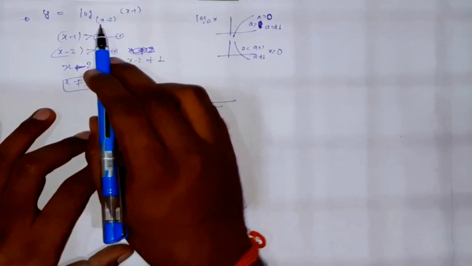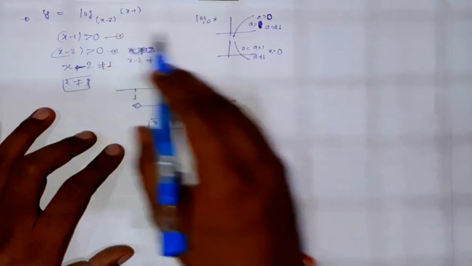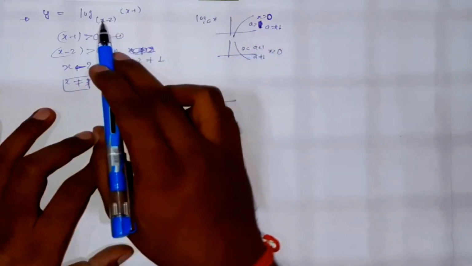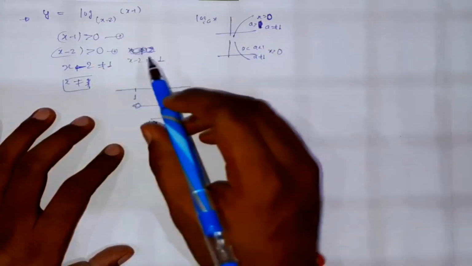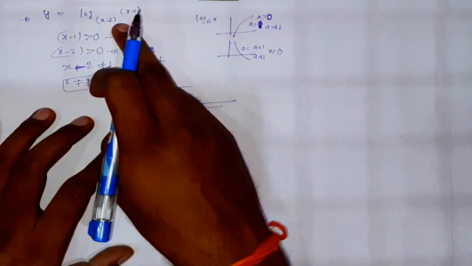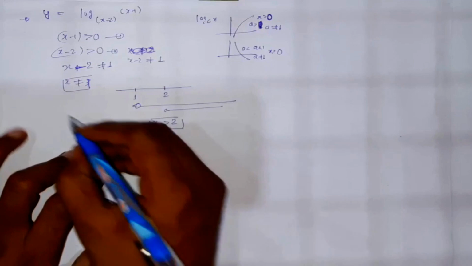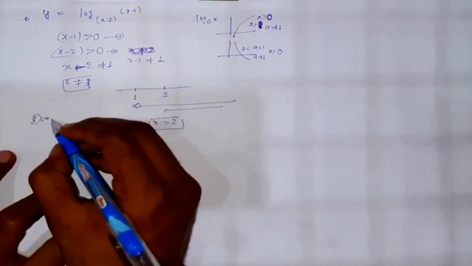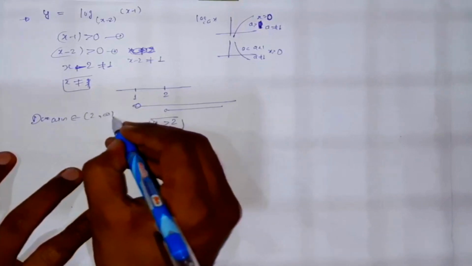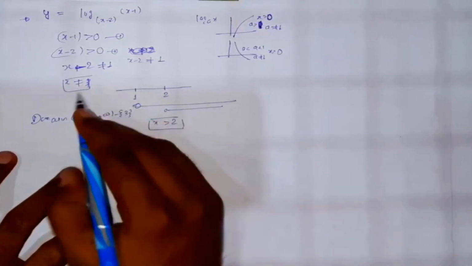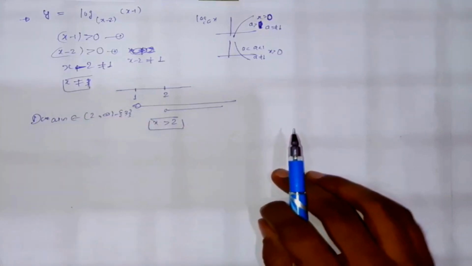If we put x equals 3, then what will happen? This base will become 1, and the log of x minus 1 with base 1 will be infinite. So x cannot be equal to 3. I hope it is clear to all of you. So the domain will be 2 to infinity, excluding 3. So 3 can't be there, and this is the domain of this function.